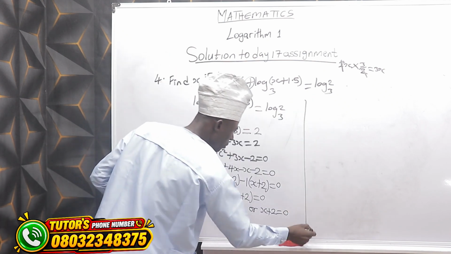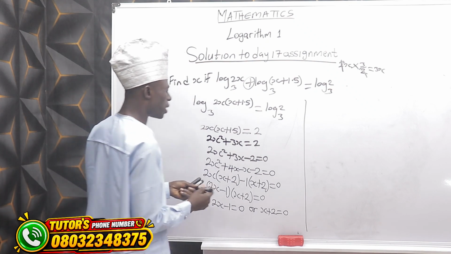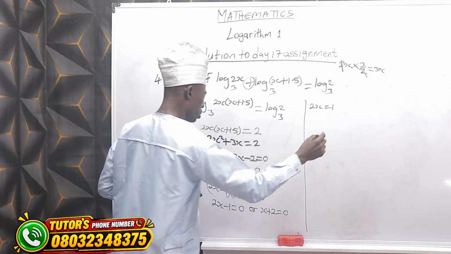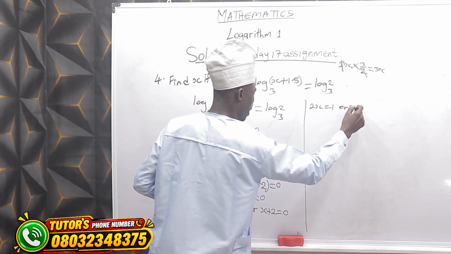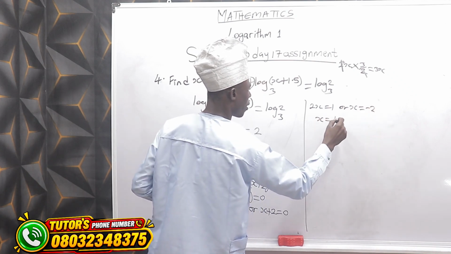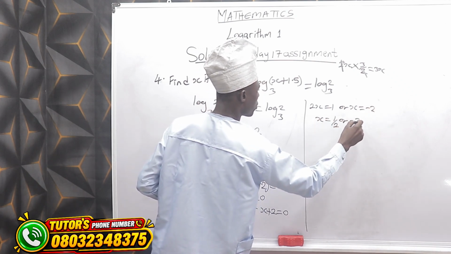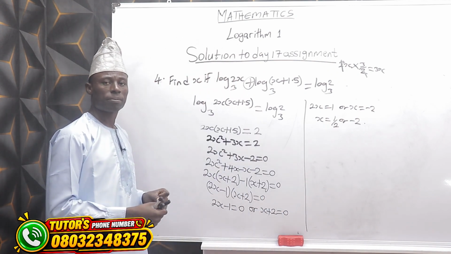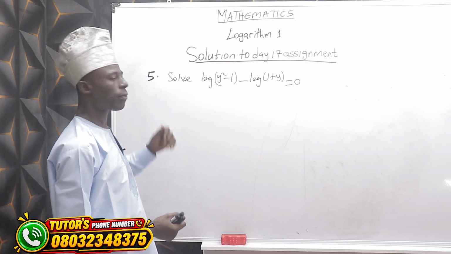Come to this side. Solving each linear equation, you have 2x equals 1, or x equals minus 2. X equals half, or minus 2. So that is the end of that. Let's have question 5.